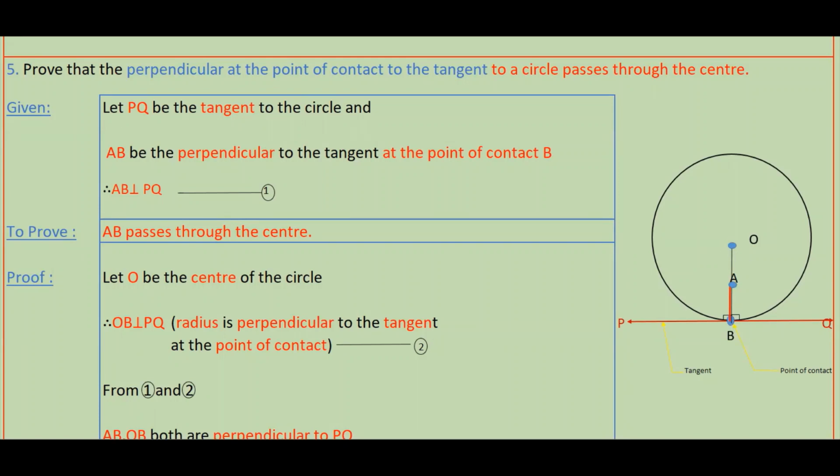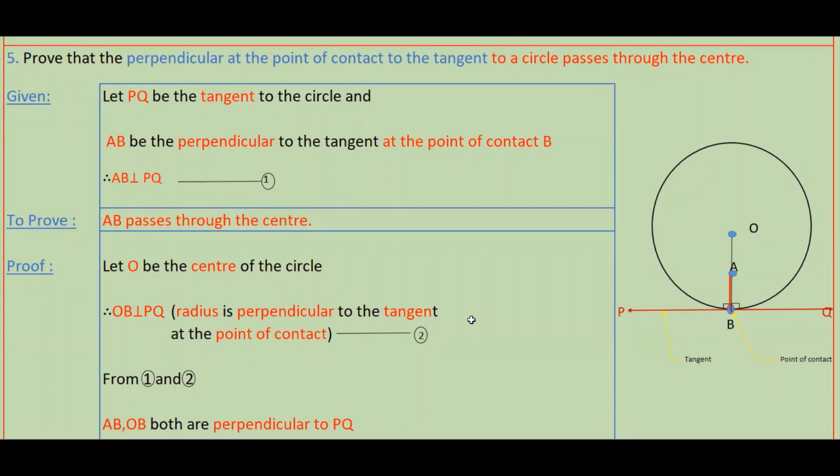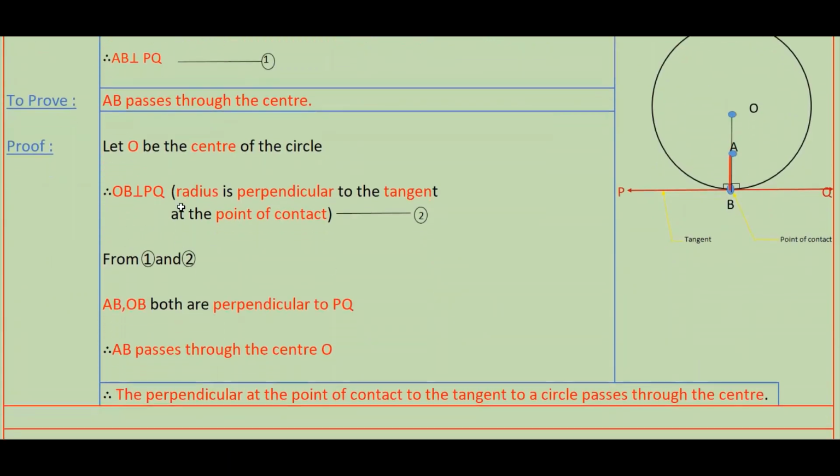So OB is perpendicular to PQ and AB is perpendicular to PQ. From 1 and 2, AB is perpendicular to PQ and OB is also perpendicular to PQ. So these two lines are on the same line, so that passes through the center. So here AB passes through the center O. Therefore, the perpendicular at the point of contact to the tangent to a circle passes through the center.